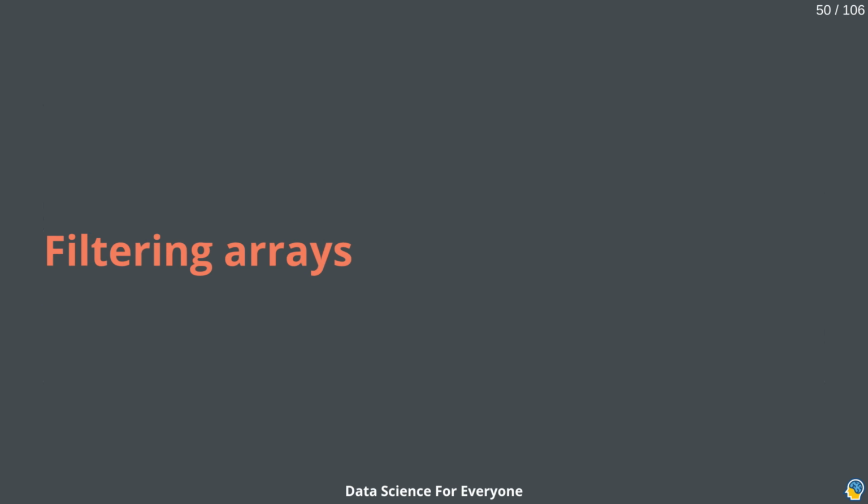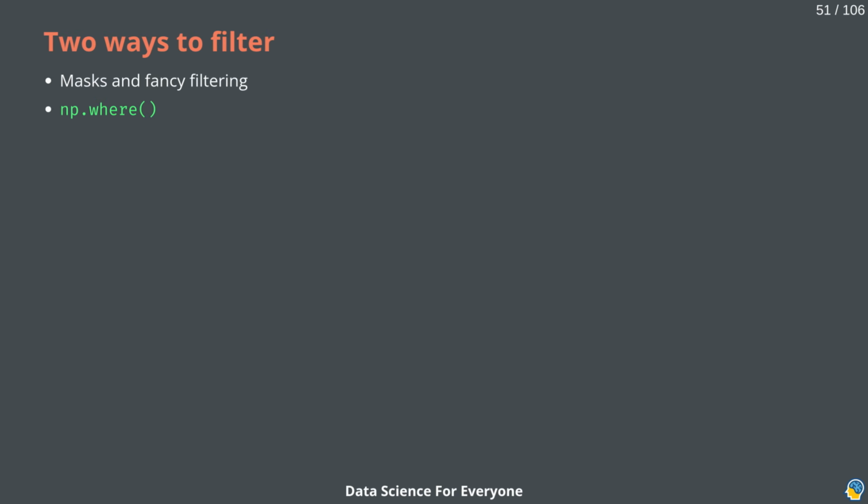So far, we have looked at selecting data based on position. But what if we want to pick values that meet specific criteria? That's where filtering comes in. In NumPy, there are two primary ways to filter data. One is by using masks and fancy filtering, and the other one is by using the np.where method. Each is useful depending on the context.